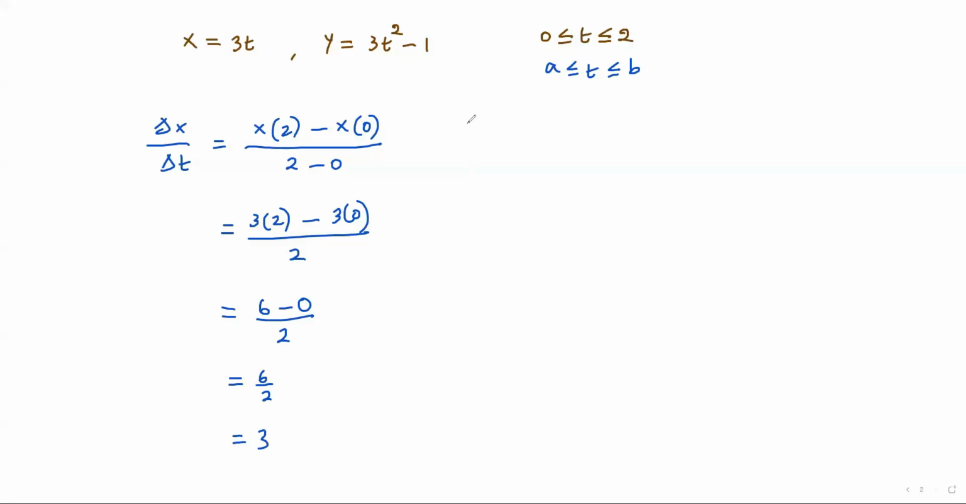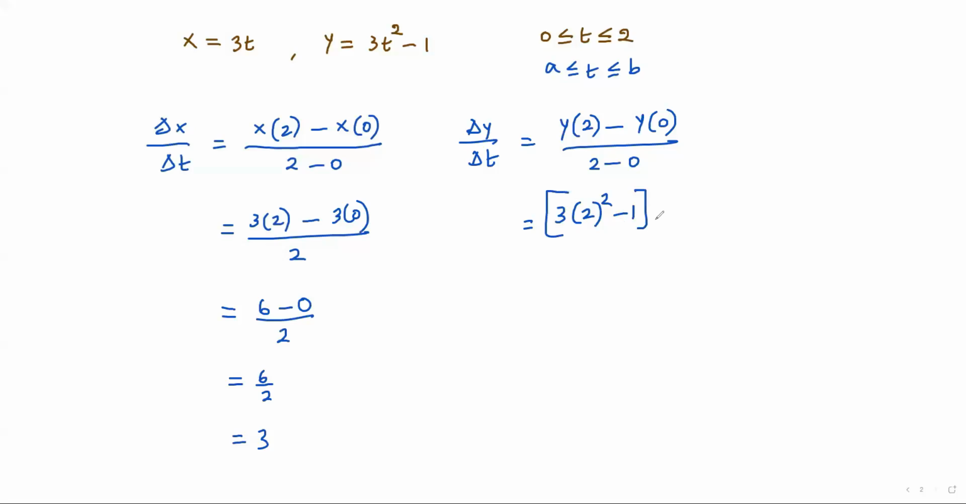Okay, now let's find the average rate of change for y of t, that is delta y over delta t, equal to y of b, that is y of 2, minus y of a, that is y of 0, over b minus a, which is 2 minus 0. Okay, now to get the value of y of 2, you have to plug in t is equal to 2 into the second parametric equation, that is 3 times 2 squared minus 1. To get the value of y of 0, you have to plug in t is equal to 0 into the second parametric equation, that is 3 times 0 squared minus 1, over 2.